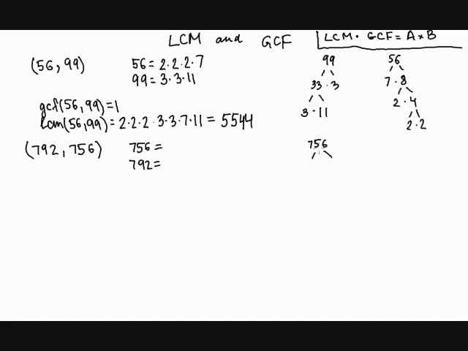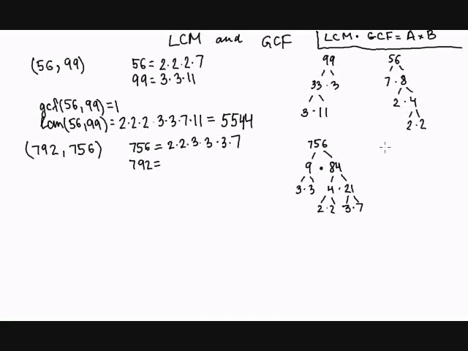And right away we can notice that this number is divisible by 9. So it's 9 times 84, and 9 could be written as a product of 3 times 3, and 84 could be written as 4 times 21, and 4 is a product of 2 and 2, and 21 is 3 times 7. So the prime factorization of 756 is 2 times 2 times 3 times 3 times 3 times 7.